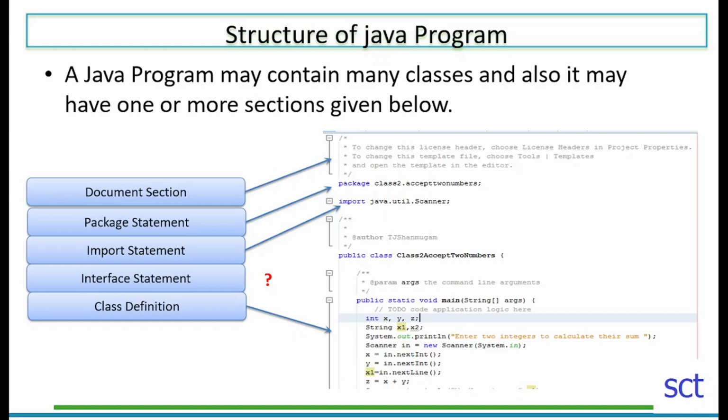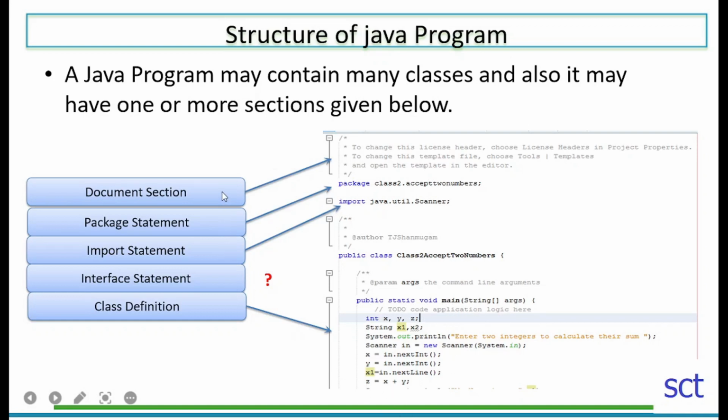Then comes the interface statement. Interfaces are very similar to classes. We will have more details about interfaces, and we will also write some programs using the interface statement later in the videos. Next comes the class definition. The class being defined here is a class to accept two numbers. You have public static void here, and then we have the program written here.